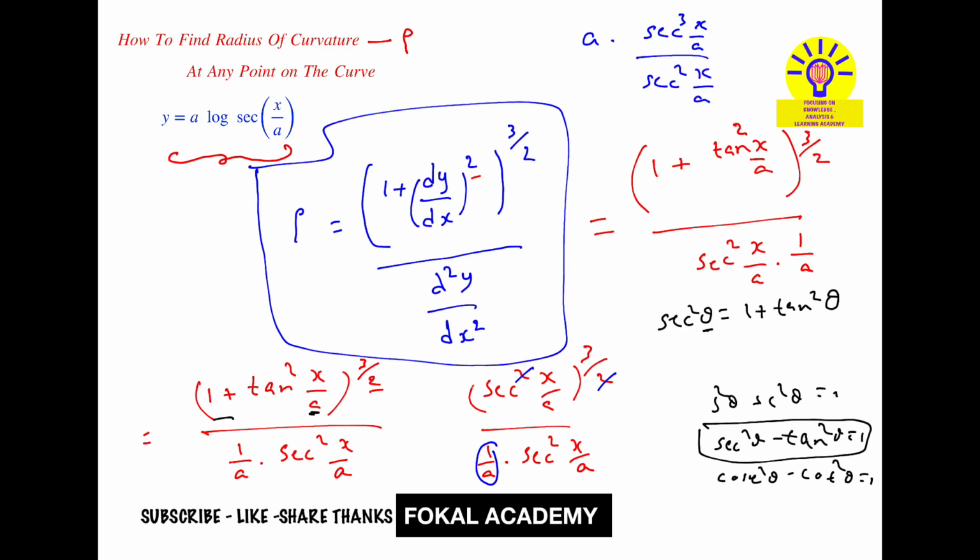Observe carefully here. In the denominator there is no change, secant square of x by a. It becomes inverse, that's why it becomes a. And here the square cancels, it becomes secant of x by a whole cube. So here 2 are there, 3 are there, so by cancelling, it remains a into secant of x by a. So this is the standard equation of radius of curvature at any point for the given curve.